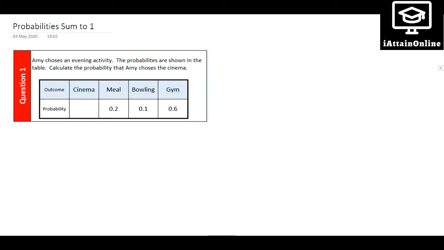Okay, now let's go to the kind of table questions. So Amy chooses an evening activity, and the probabilities of each of those activities are shown in the table below. We're being asked to find the probability that Amy chooses the cinema. So that's this bit here. Now you need to remember that all of these probabilities in the table must add up to 1. So I don't know what this one is, but I know that if I add 0.2 and I add 0.1 and I add 0.6 to it, because if she's choosing one of those activities and nothing else, those are the 4 options. That is every possible outcome, therefore they have to add up to 1.